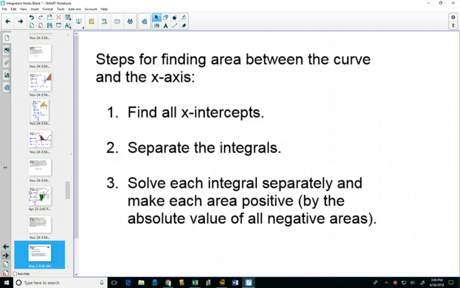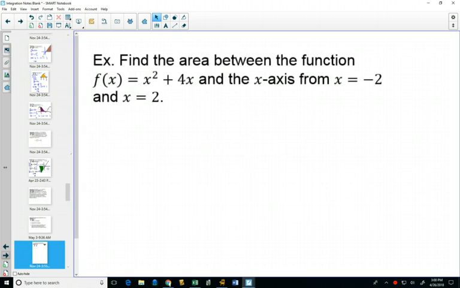And this is where all of your graphing skills that you have so far become really important. To be able to sketch that graph first, to get a sense of what's above, what's below, what do I need to do, is really helpful. So, x squared plus 4x.